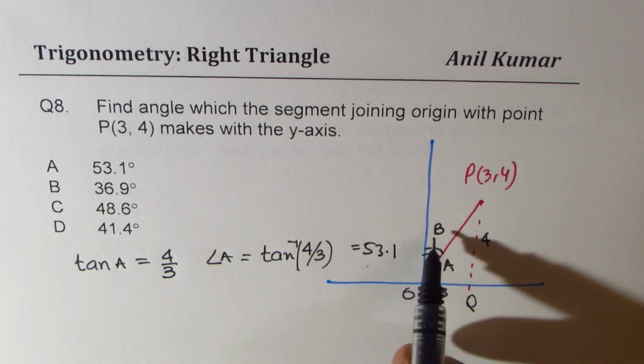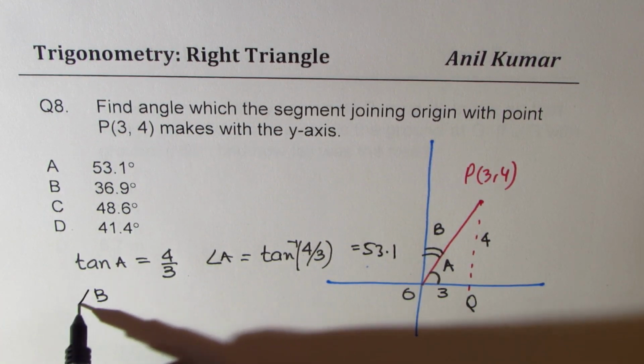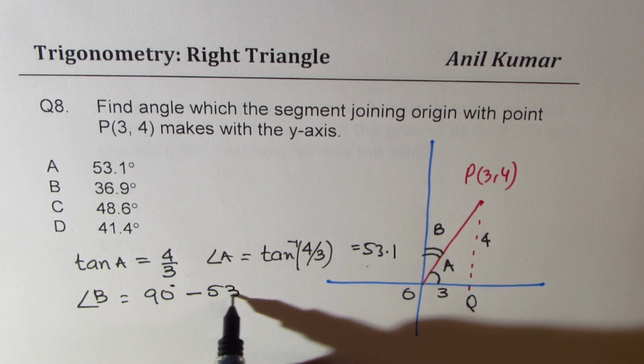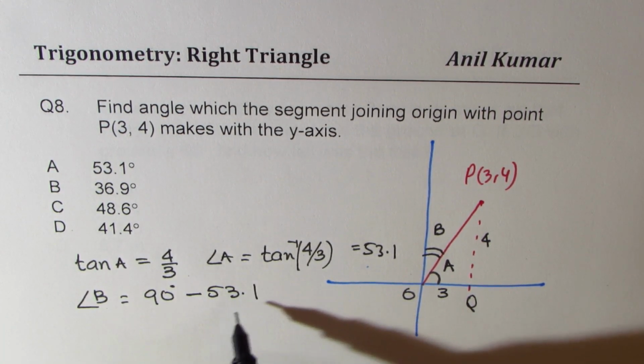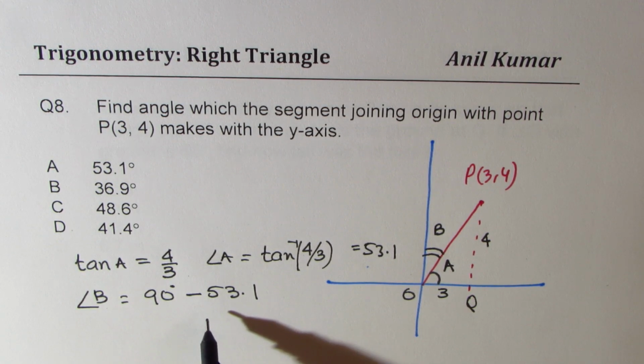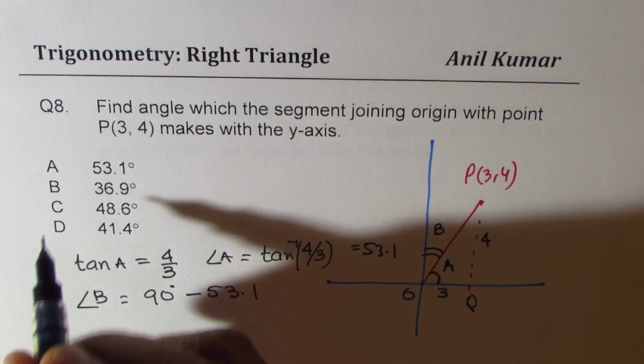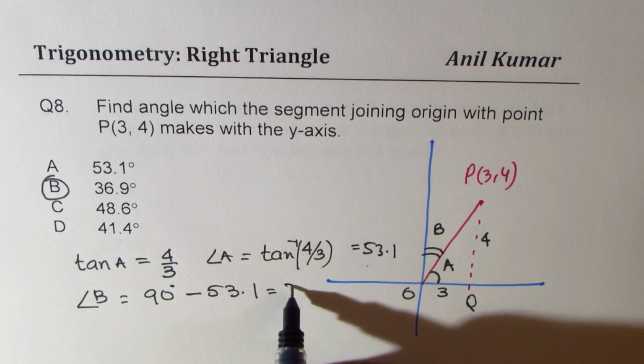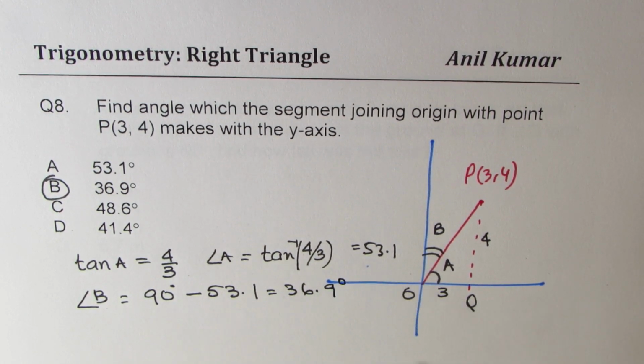But we don't need A, we need B. So angle B is equal to 90 degrees minus 53.1, correct? So when you take away 53.1, you get your answer. So it is 36.9, correct? You get 36.9 degrees. Perfect. So that is the angle which we need, the angle with the y-axis.